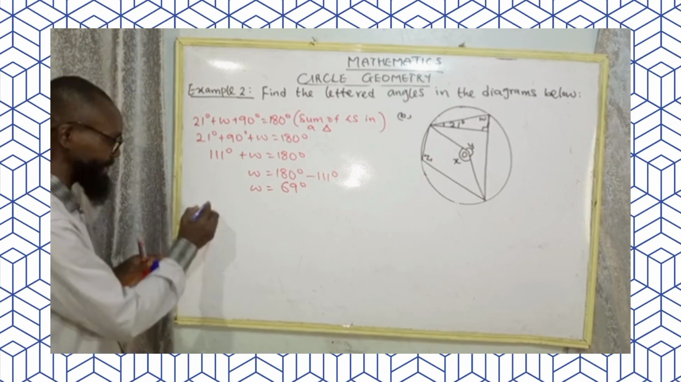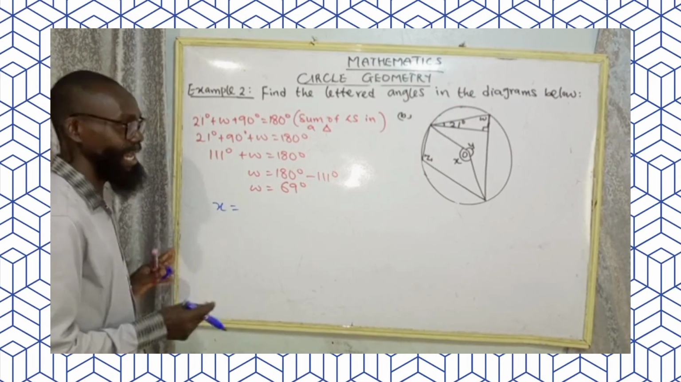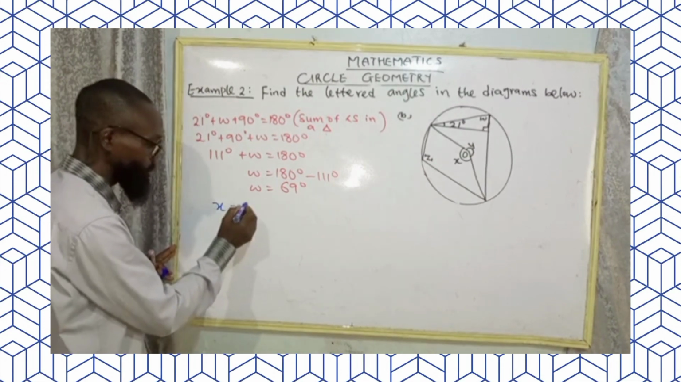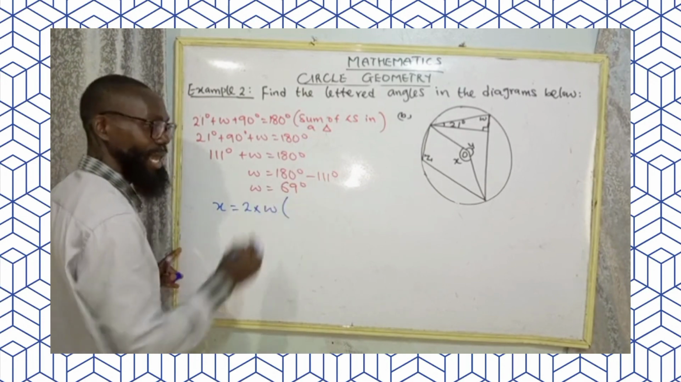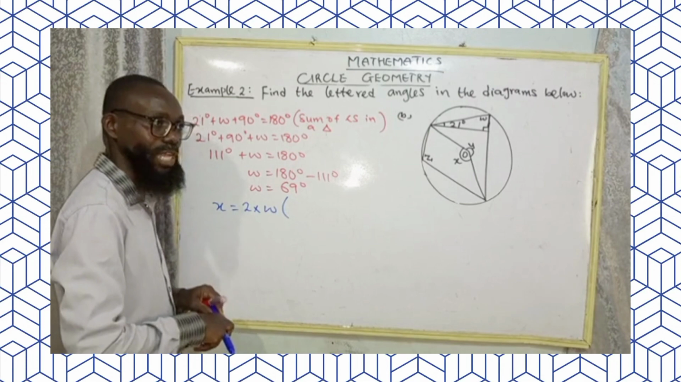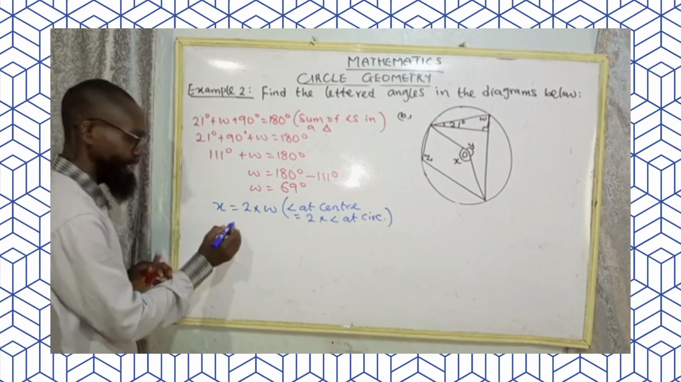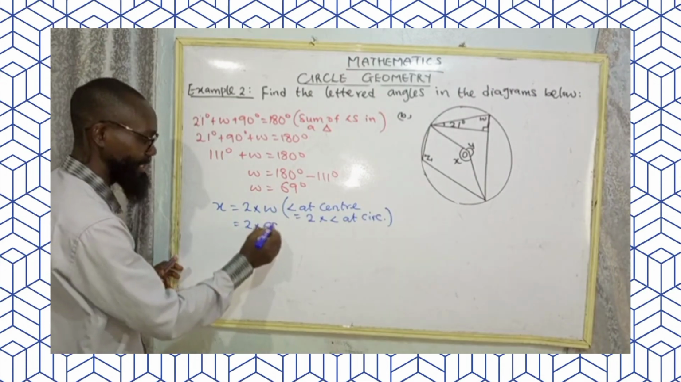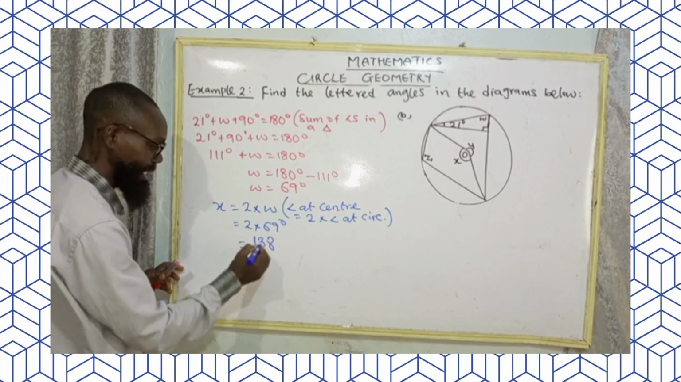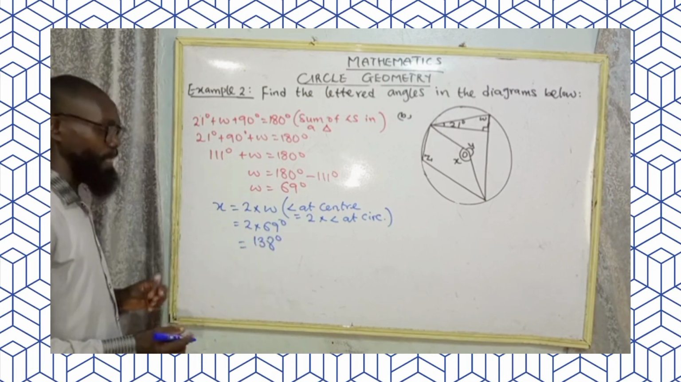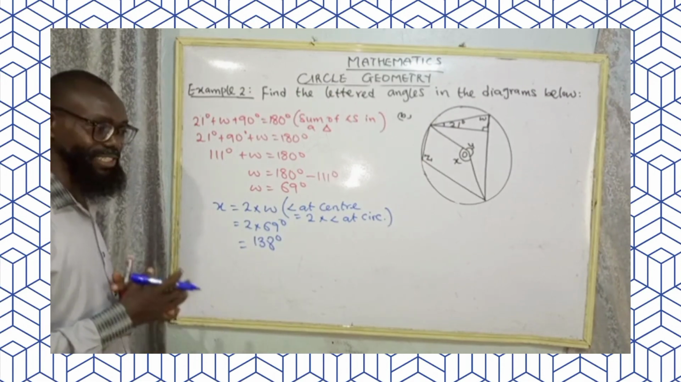The value of X, since X is the angle at the center, will equal 2 multiplied by that of W. Reason: angle at the center is equal to 2 times angle at the circumference. So that is 2 multiplied by 69 degrees. So we have 138 degrees. So the value of X is 138 degrees.